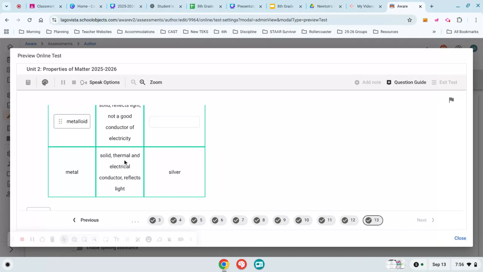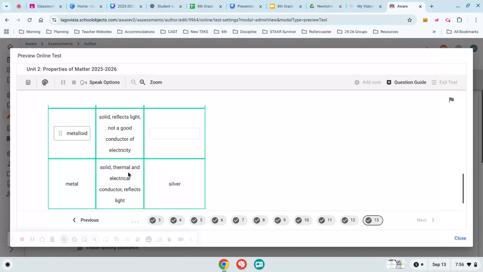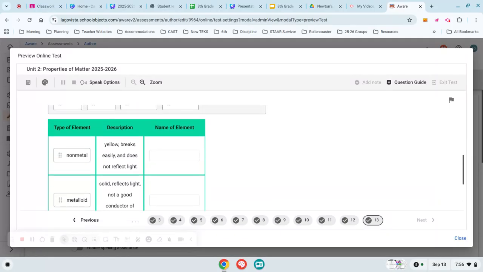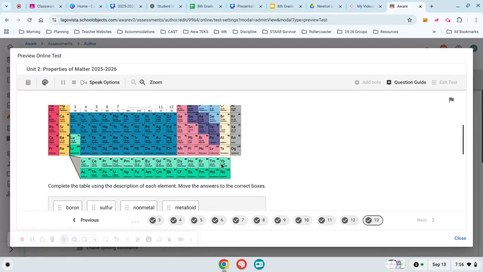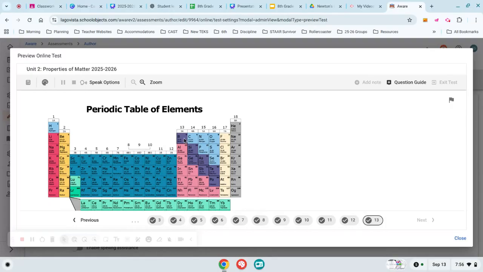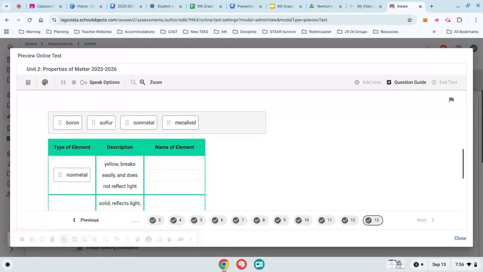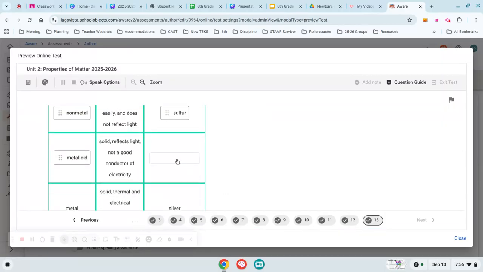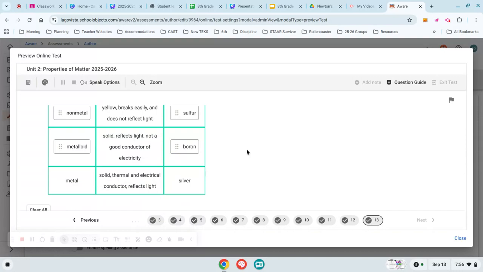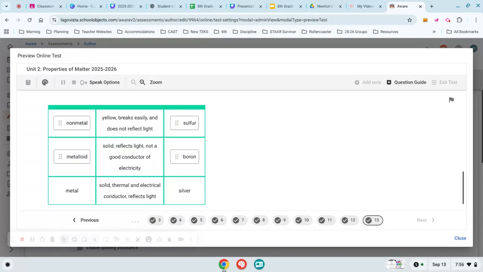And then this one says solid, thermal, and electrical conductor. So, oh, that one's a metal. It already tells us that. Okay, so now we're going to look to see which of these elements is a nonmetal. Is it boron or sulfur? So if I go up here, here's boron, it is a metalloid, and here's sulfur, it is a nonmetal. So my nonmetal is going to be sulfur, and my metalloid would be boron. So that one was not that hard.